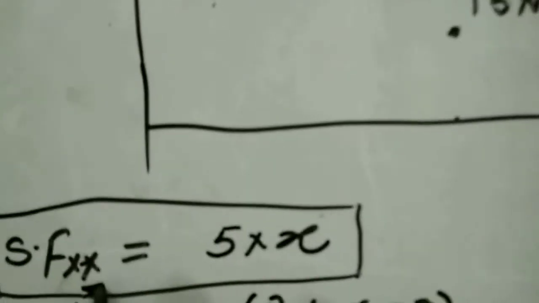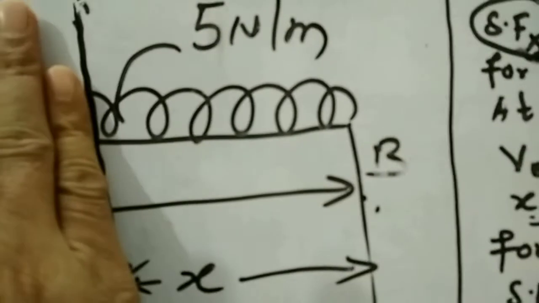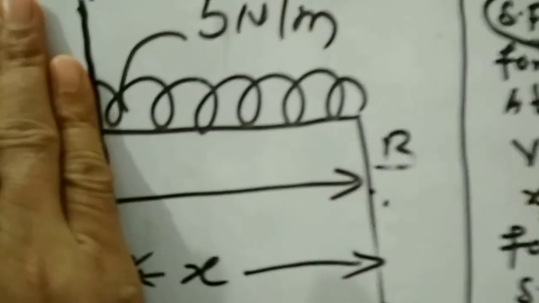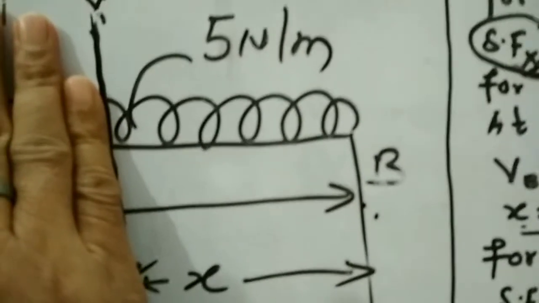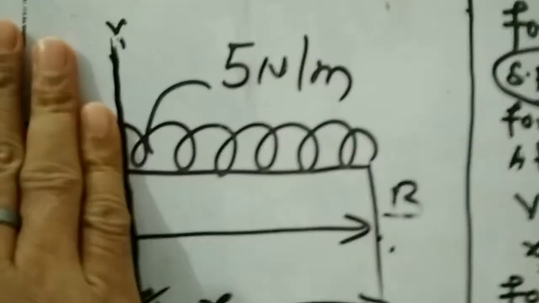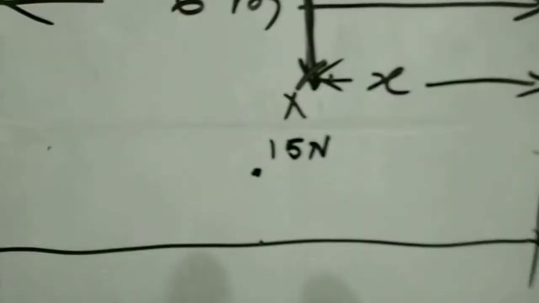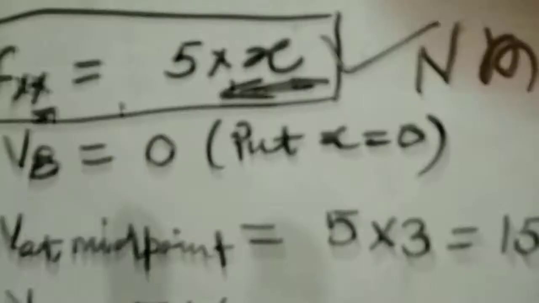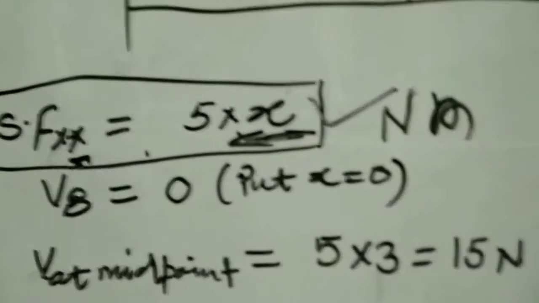The value of shear force at section XX will be 5, the intensity of the load, times the length over which the load is distributed. So the UDL is distributed over the length x, and the sum of all the vertical forces is 5 into x. This is the value of shear force, which is the equation of a line y equals mx, that is, a line having slope 5.